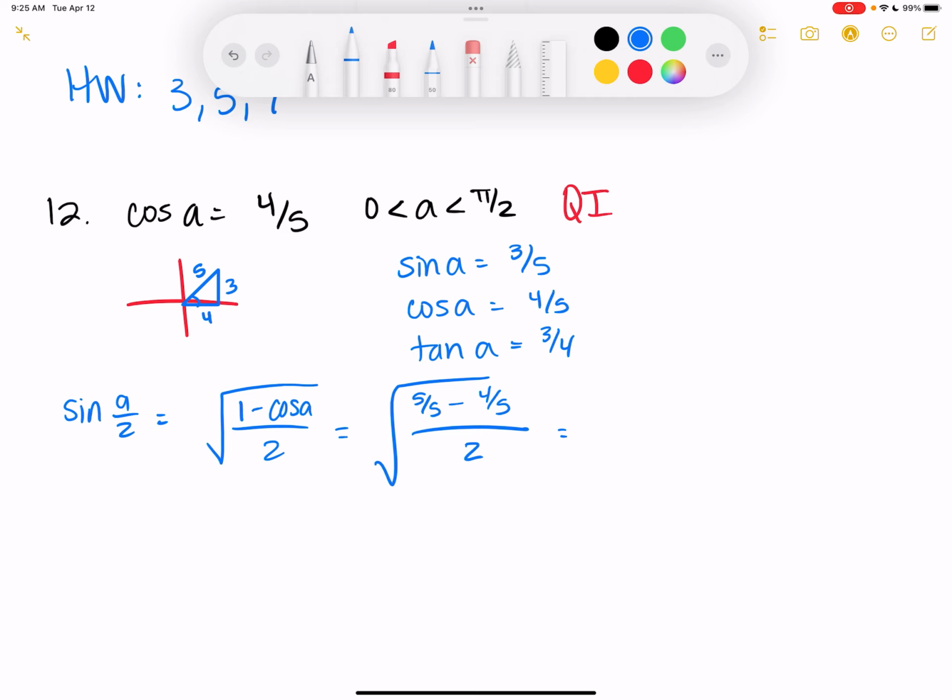So then, because I'm dividing by 2, I can multiply by 1/2 instead. So 5 over 5 minus 4 over 5 is 1 over 5 times 1/2. Again, because I'm dividing by 2. So then this is equal to the square root of 1 over 10.